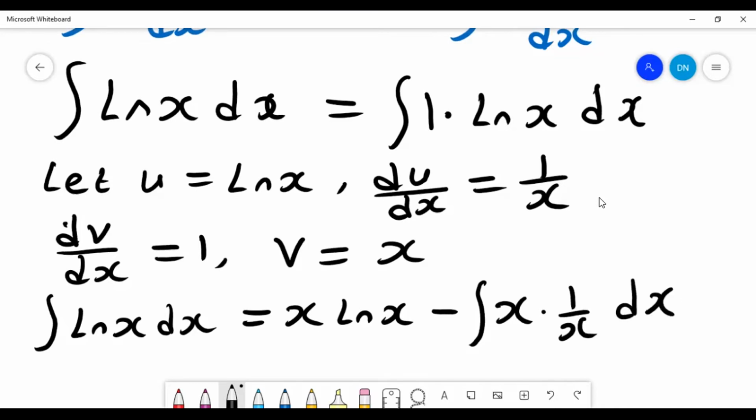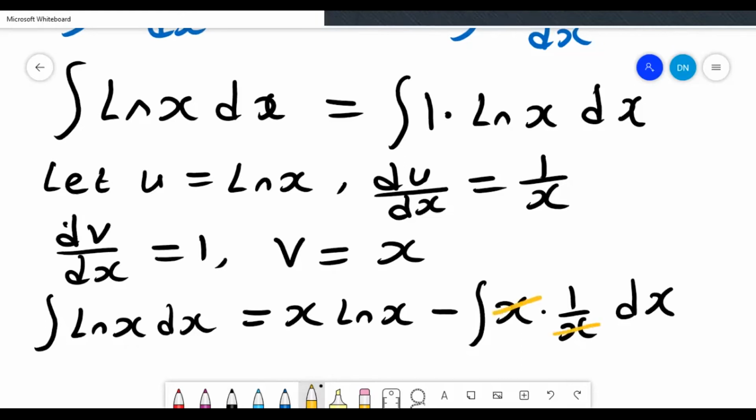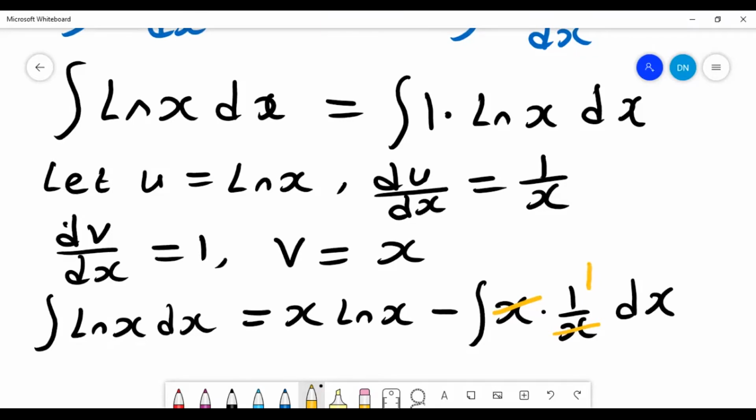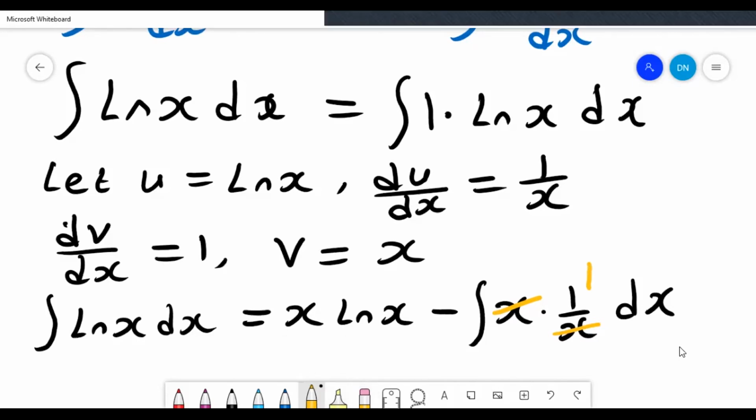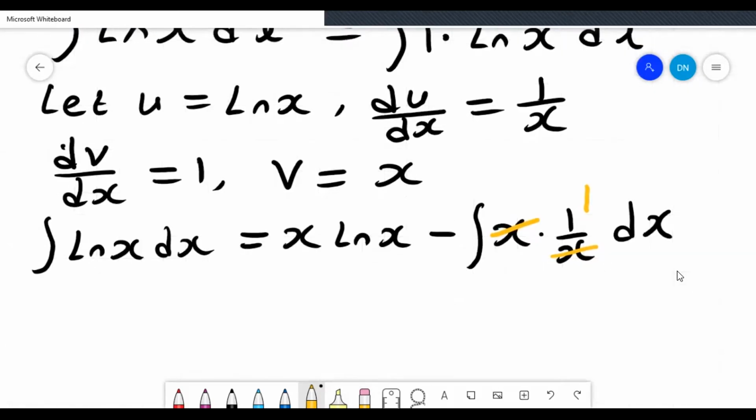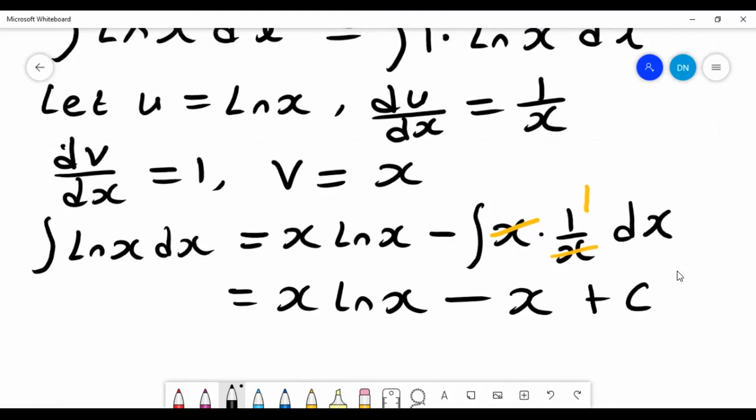And clearly we can see here that the x and the x will cancel out. So here I'll be left with 1. And the integral of 1 dx will give us x. So then it means basically that the general solution becomes x ln of x minus x plus c. And note that if you differentiate x ln of x minus x plus c, you get ln of x. You can try to do that and see what you get.